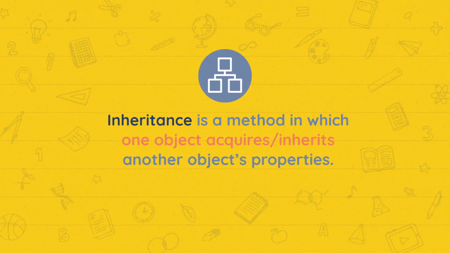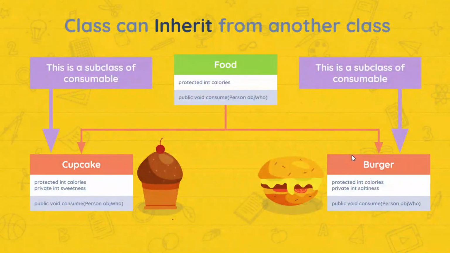Inheritance is a method by which one object inherits another object's properties. For example, a child inherits traits from their parents. This is quite similar. Let's use an example of food. We create a class called food with calories and a function called consume.